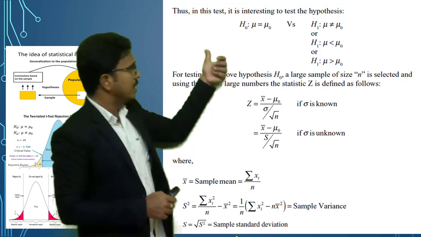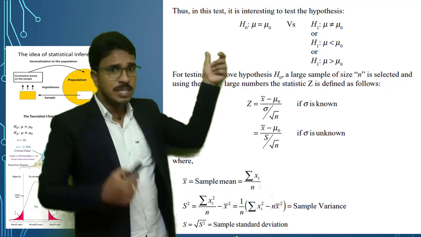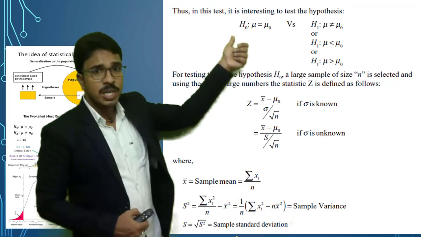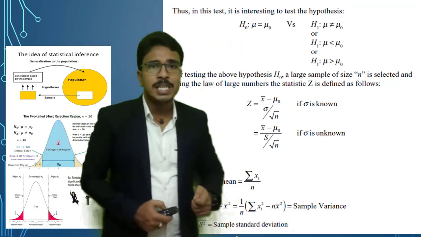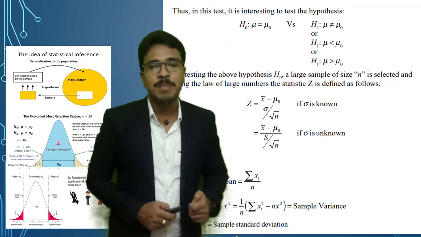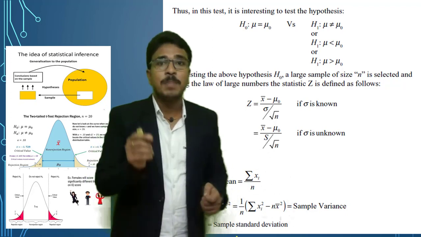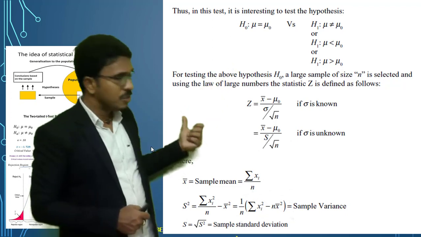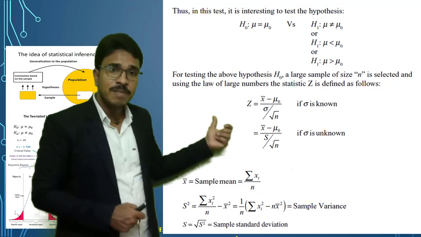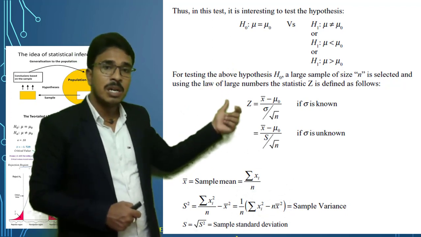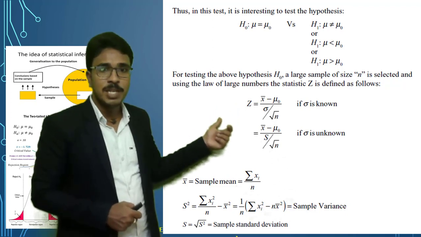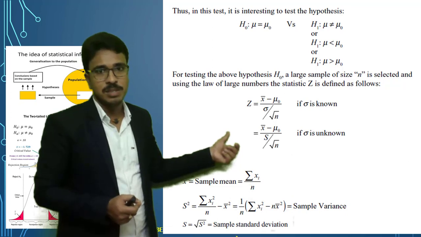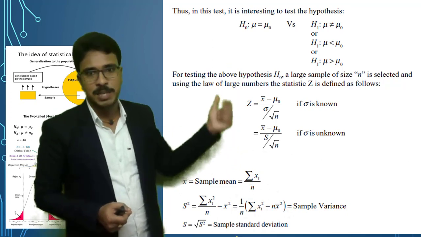If you look at Z, this is the Z test, that's why we are using this symbol. And if you look at the notation x bar, what do you mean by x bar? X bar is nothing but the sample mean. How can you find the mean? It is the summation of all the observations divided by the total number of observations. That will give you the sample mean.